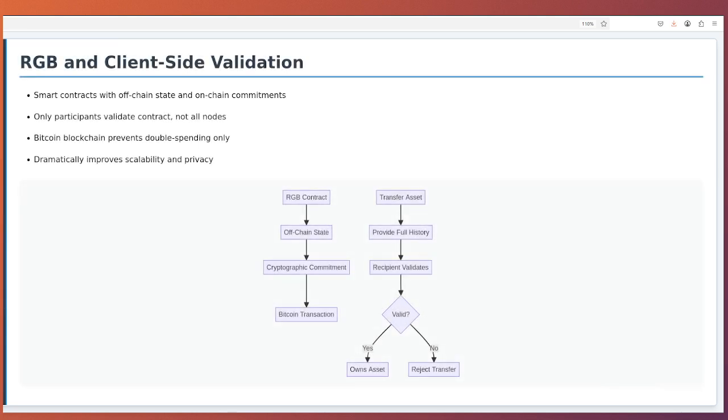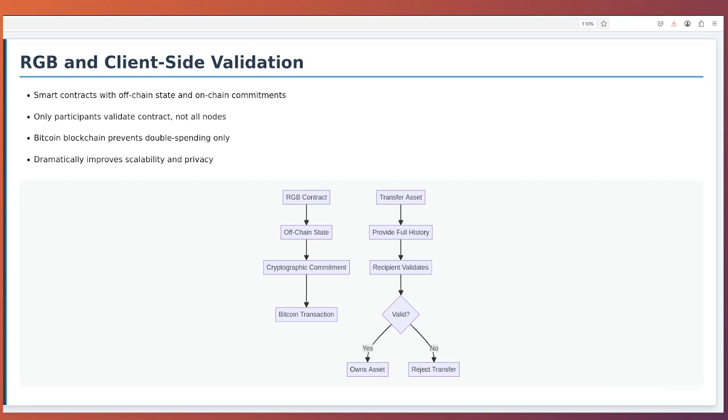RGB and client-side validation. RGB is a revolutionary approach to smart contracts on Bitcoin that moves most contract logic off-chain through a concept called client-side validation. Rather than having all nodes validate all contracts as in Ethereum, RGB has only contract participants validate the contract state. The Bitcoin blockchain is used only for commitment anchoring and preventing double spending, not for executing contract logic. This dramatically improves scalability and privacy.